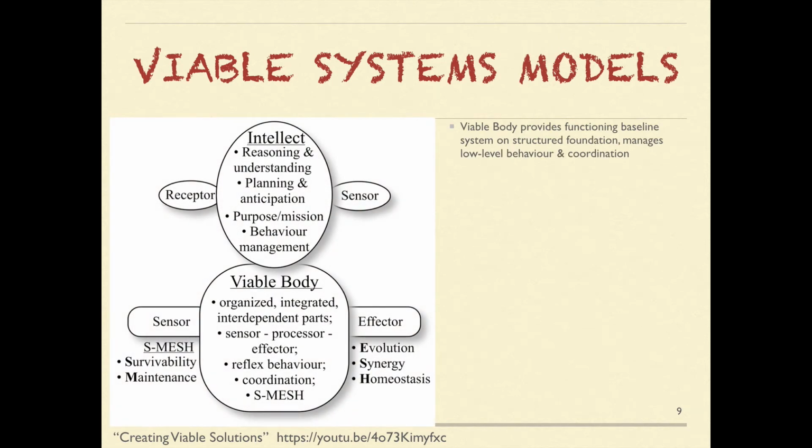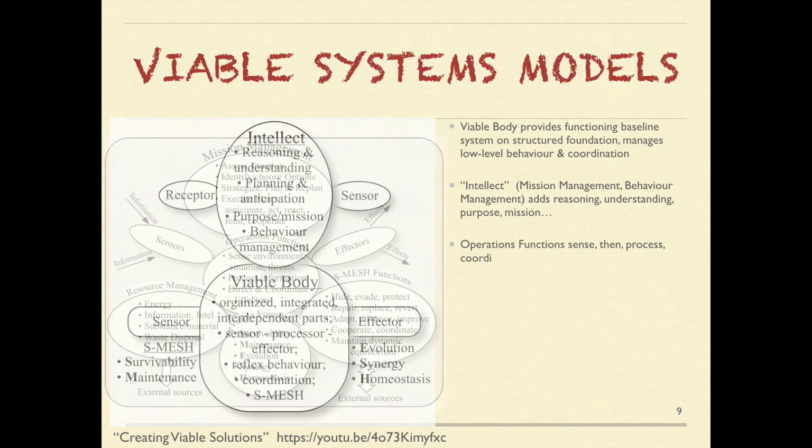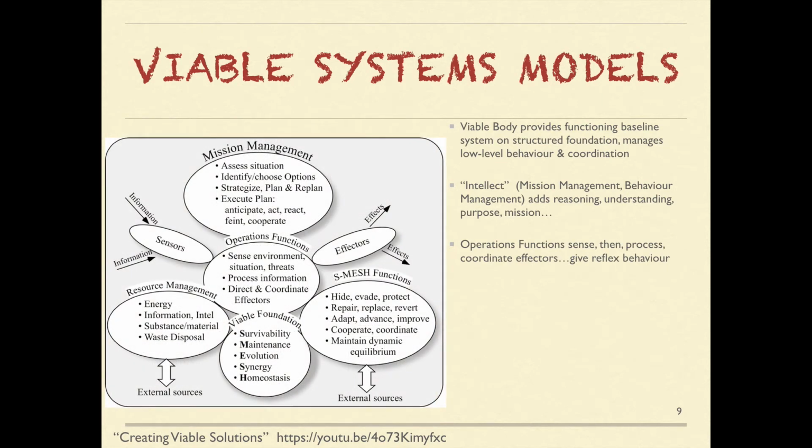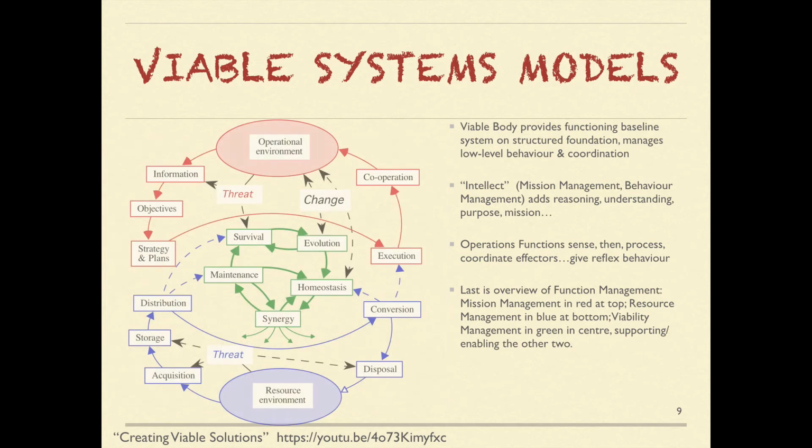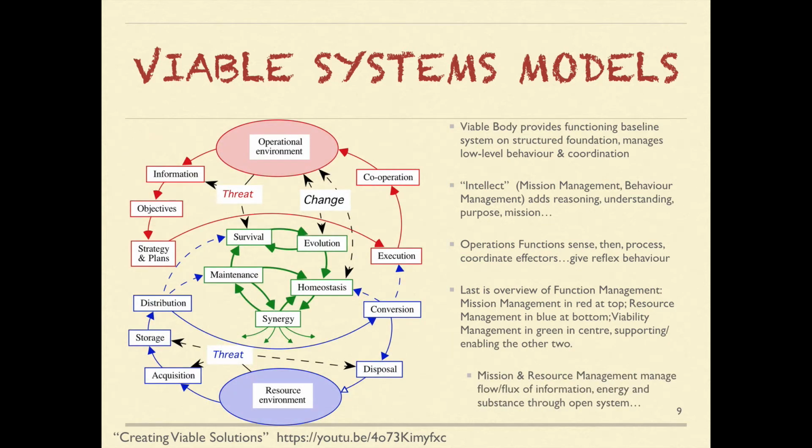Here's a viable system model at the left. The viable body at the bottom provides a functioning baseline system on structured foundations and manages low-level behaviour and coordination. Intellect, the mission management, behaviour management, adds reasoning, understanding, purpose and mission. The operations function senses, then processes, coordinates effectors and gives reflex behaviour. And last but far from least is this overview of function management.